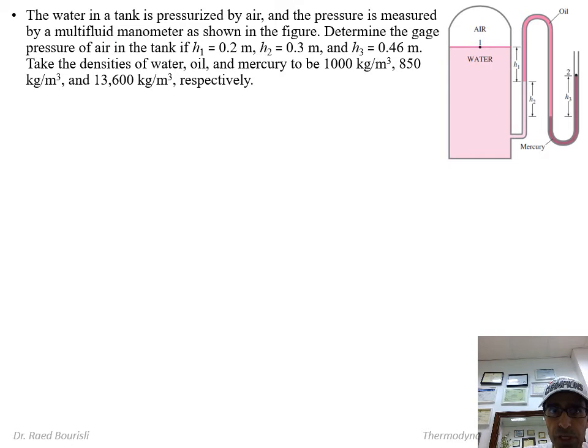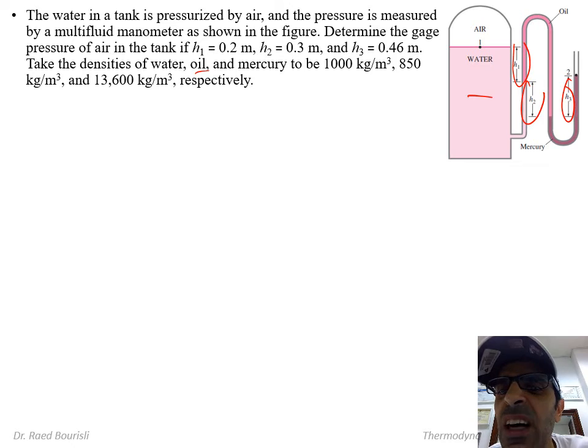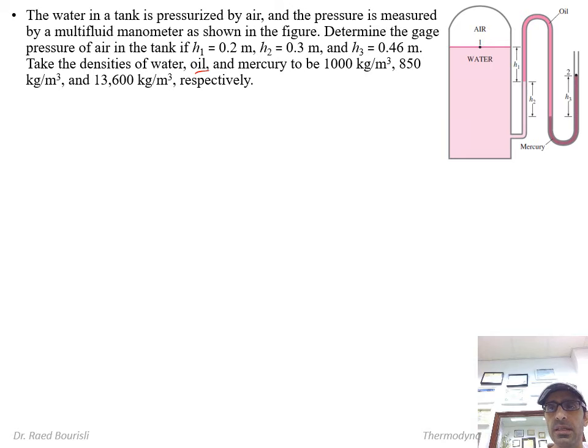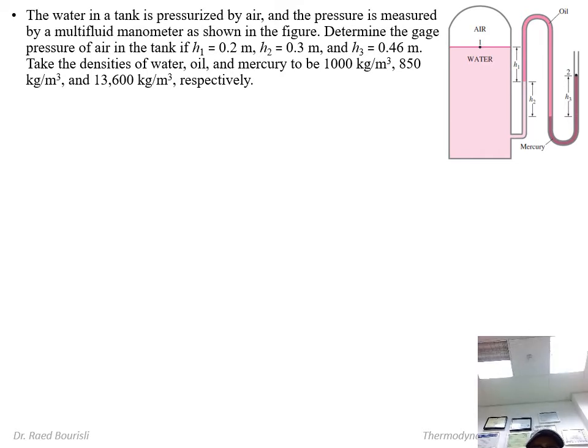Determine the gauge pressure of air in the tank if h1 is equal to 0.2 m, h2 is, and h3 is 0.46 meter. Take the density of water, oil and mercury to be 1000, 850 and 13,600 kilogram per meter cubed respectively. So we have water here, oil here and mercury here. Like I said, you will have so many people giving you so much advice, tricks, procedures and ways to do these problems.